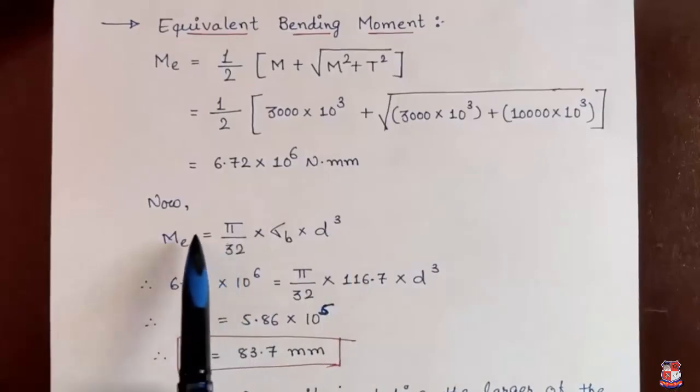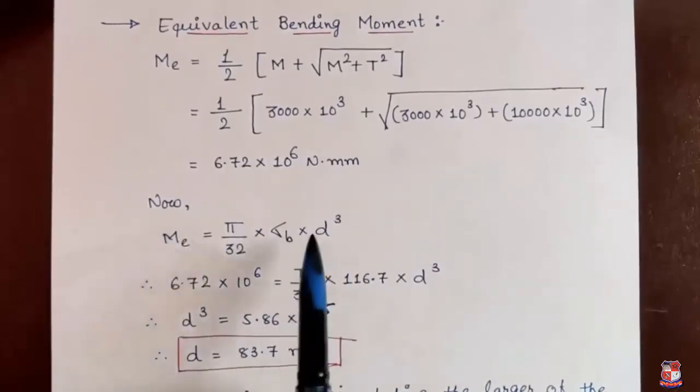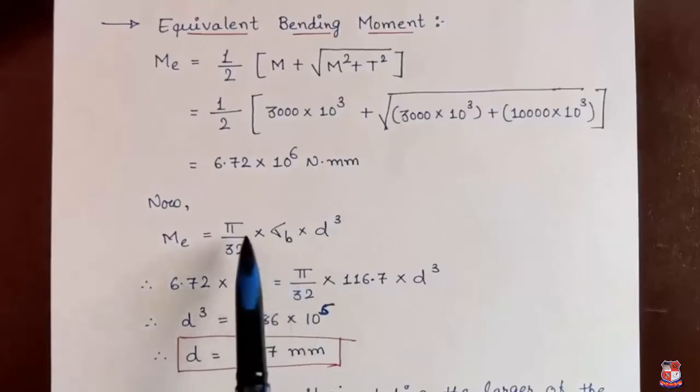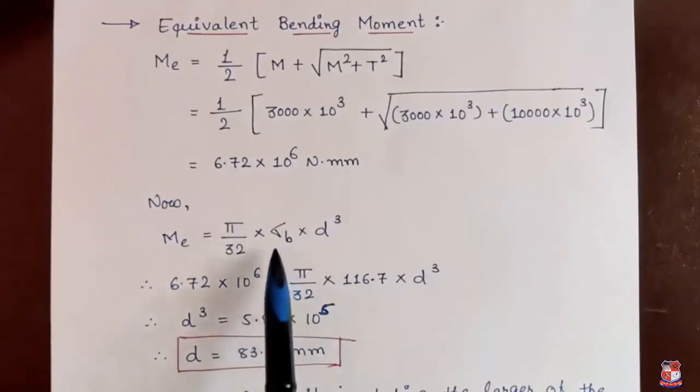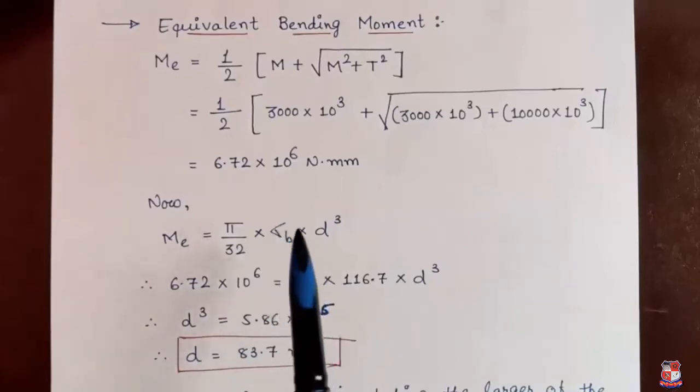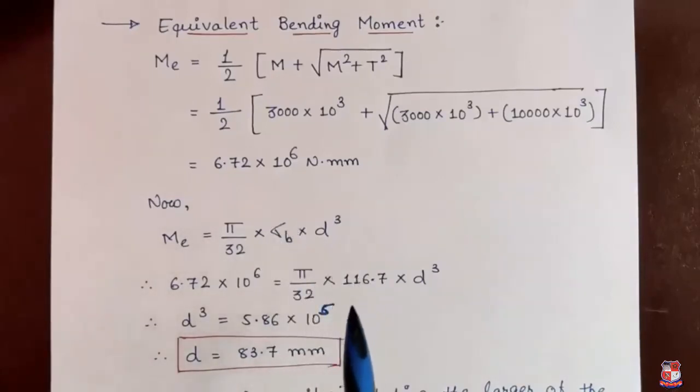In this equation we have the values of ME and sigma b. ME is 6.72 into 10 to the power 6 is equal to pi by 32 as it is, sigma b is 116.7. Now in this data, tensile stress is given, but we know that bending stress is the combination of tensile and compressive. So we can replace the value of sigma b by sigma t into d cube.